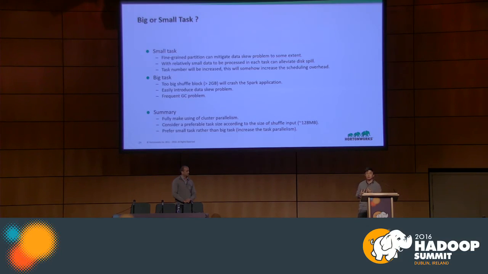We should consider the shuffle output, and according to the shuffle output, calculate the task size. Normally, according to our test, 128 megabytes per task to be processed is a reasonable size. And also, we prefer small tasks, not too small, just small tasks rather than big tasks, because compared to the MapReduce scheduler, the Spark scheduler is much more efficient. So small tasks will bring in many advantages. So we prefer small tasks rather than big tasks.